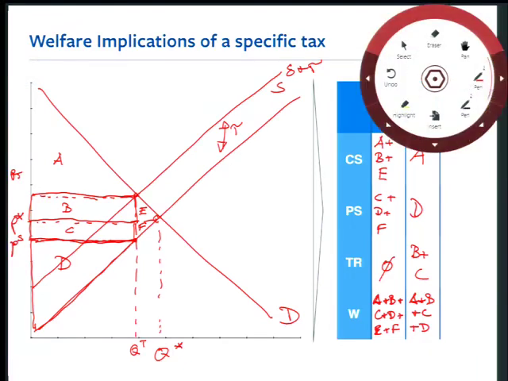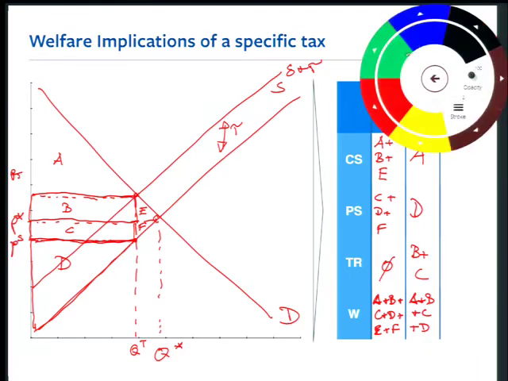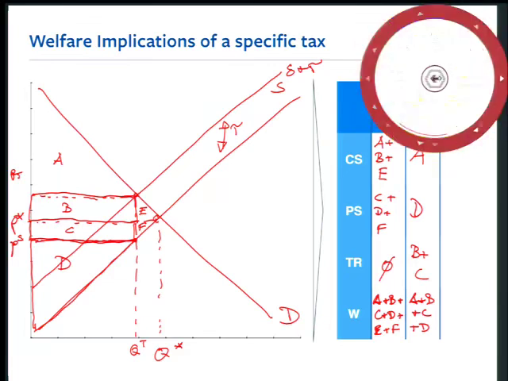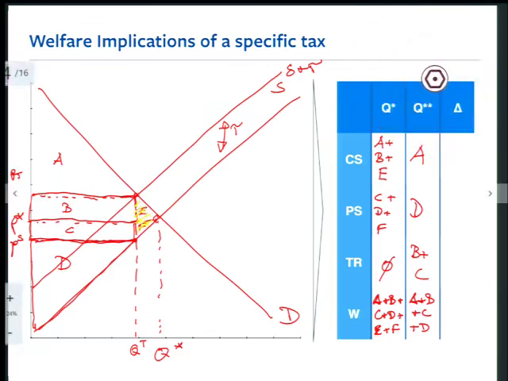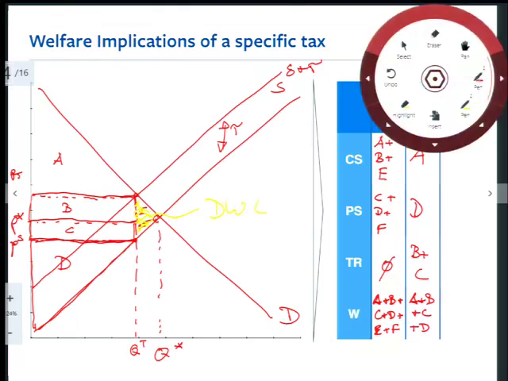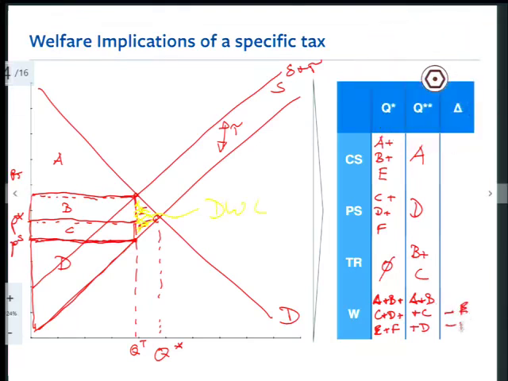To celebrate deadweight loss, let's pick a frightening color. I don't know what a frightening color is. I find yellow a pretty hideous color, so you also can't see it really well. Actually, you can. So this is deadweight loss. So deadweight loss is minus E minus F.